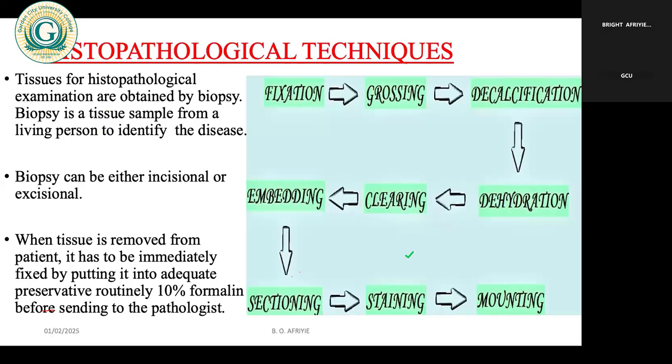So for the histopathological techniques, as I was saying, we take biopsies, tissue samples from living people. We don't take them from a dead person, we take samples from a living person.